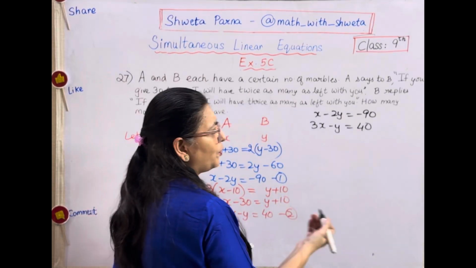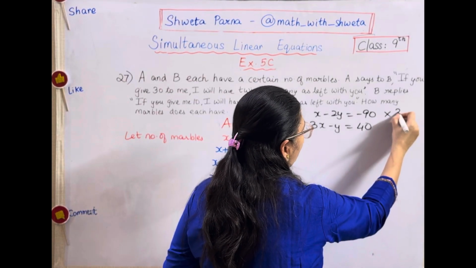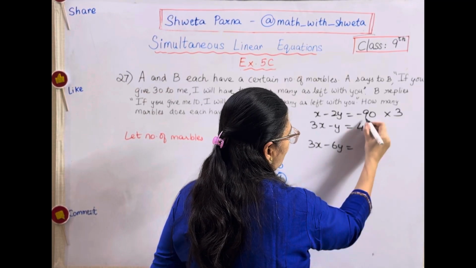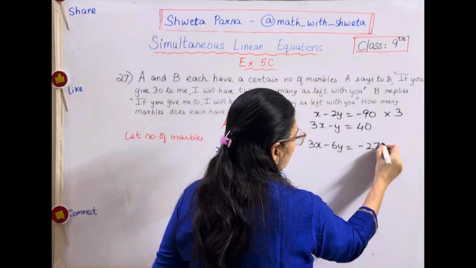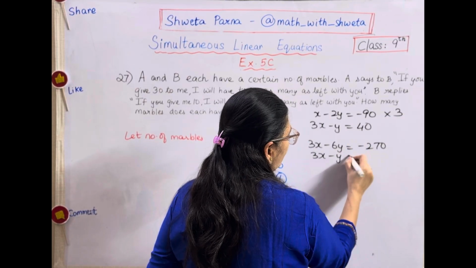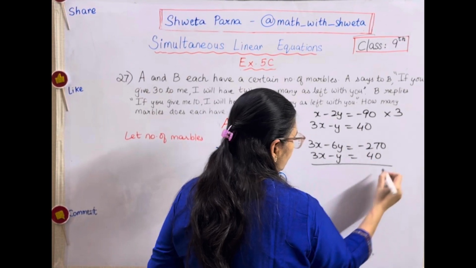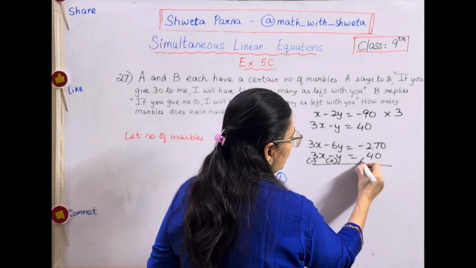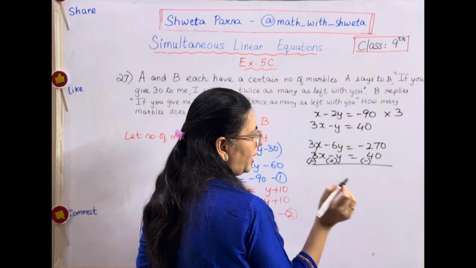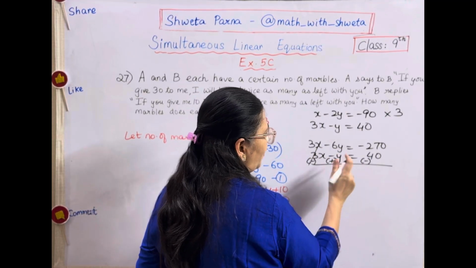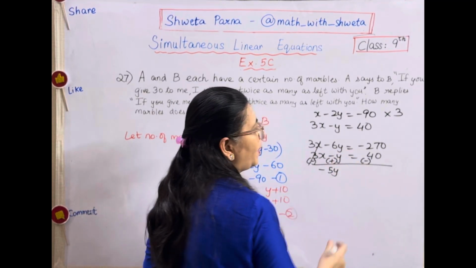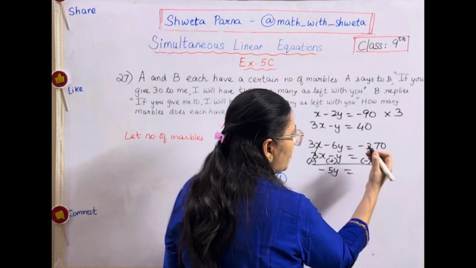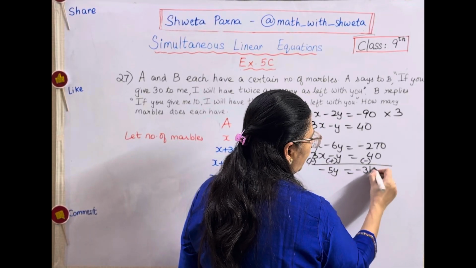You will have to make one of the variables the same. So I multiply this by 3. So I will get 3x minus 6y is equal to, 9 3s are 27, so minus 270. And 3x minus y is equal to 40. Now change the sign. Since they have the same sign, this will become plus, this will become minus. 3x minus 3x gets cancelled. Minus 6y plus y is minus 5y. Minus 270 minus 40 is minus 310.